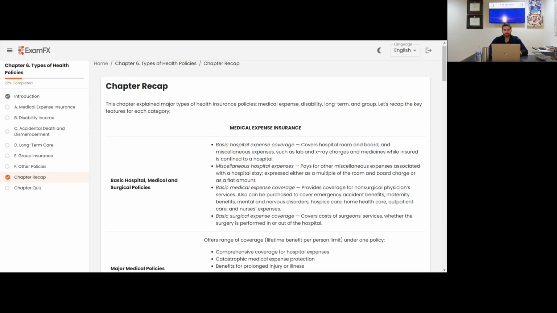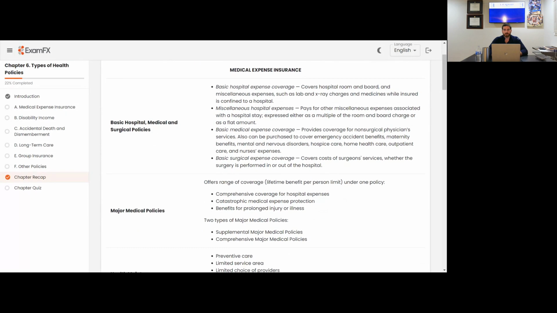Chapter 6 recap, types of health insurance policies, medical expense insurance, basic hospital, medical, and surgical policies. The basic hospital expense coverage is going to cover your hospital room and board, and any miscellaneous expenses such as labs, x-rays, and different medicines that the insured had to take when they're confined to a hospital. So this is your basic medical expense coverage, very encompassing of the type of expenses that you would see, and really the base for a lot of health insurance plans.